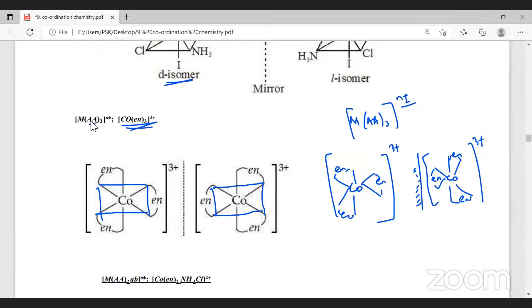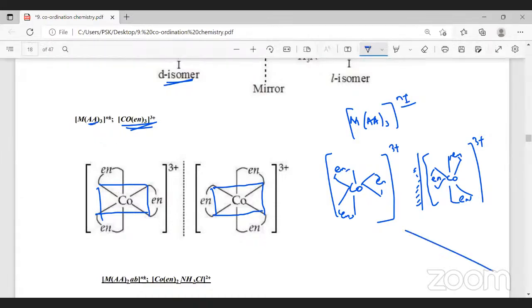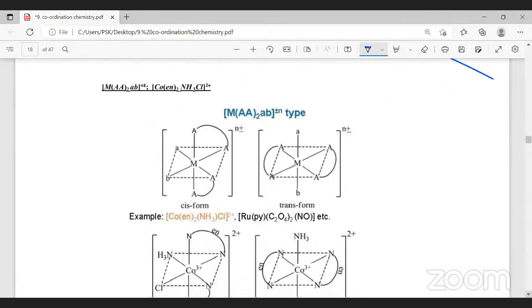What does this AA stand for? Bidentate. It is not A3. MAA3, AA is in the brackets. You can see, so it is a bidentate ligand. Followed? Yes, sir. See, again, this is an example they've given.